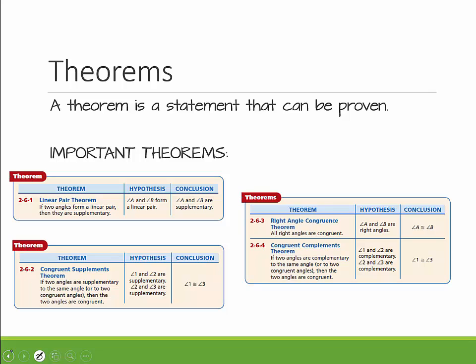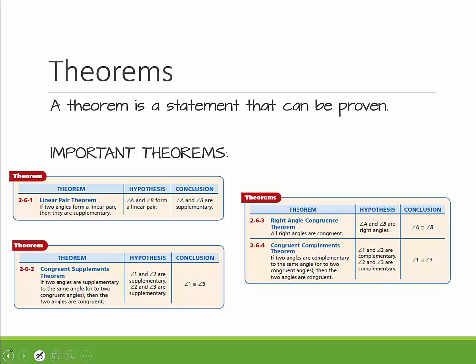prove some things. So we have a linear pair theorem. If 2 angles form a linear pair, then they're supplementary. So because we know that a linear pair makes a line, and a line is 180, it must be supplementary. Congruent supplements theorem. If 2 angles are supplementary, which remember means they add to 180, and they're the same angle, then the 2 angles have to be congruent. They both have to be 90.